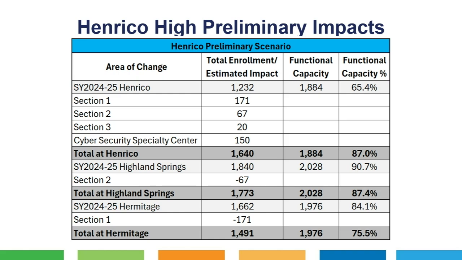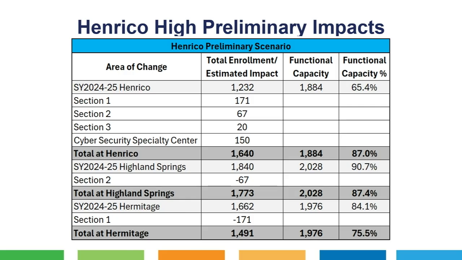For this chart, the net changes in enrollment and functional capacity are shown for Henrico, Highland Springs, and Hermitage. All functional capacities are listed prior to ACE Center impacts on day 1 and day 2. Starting with Henrico, this scenario, along with the seats slated for the new Cybersecurity Specialty Center, has an estimated net gain of 480 students, placing the school at 87% functional capacity.